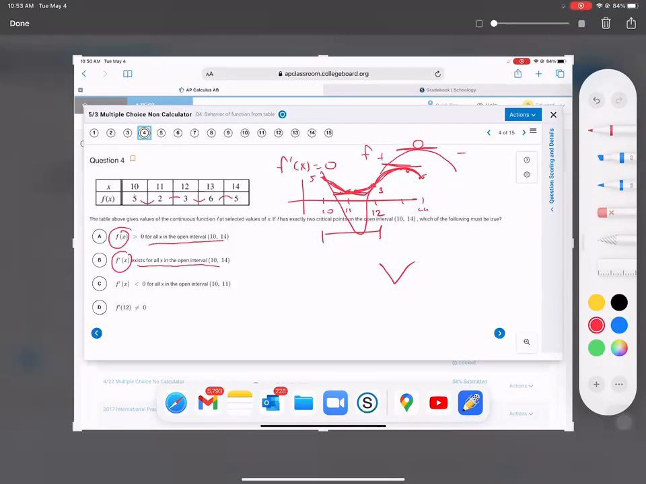I don't know. Is it true that the slope is negative for all values on the open interval? Can you for sure tell me that this is always decreasing for all values? Well, for sure, we had to come back up. So we know that is not true. And then is it true that exactly at 12, we have a derivative that's not 0?